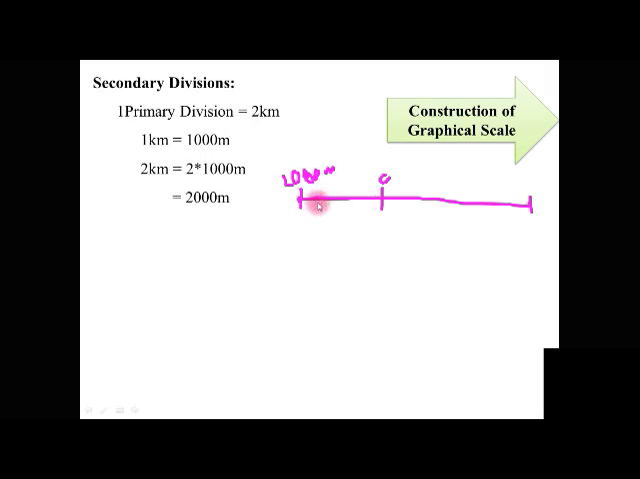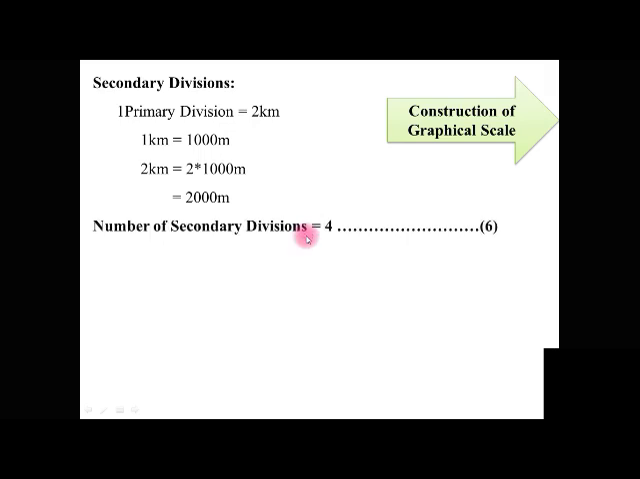So now this primary division having the 2000 meter distance, we have to divide into the secondary divisions, and you have to find out what would be the distance for one secondary division. So for that we have to decide how many secondary divisions there are. Here I have decided that if you divide the 2000 meter primary division into 4 secondary divisions, each division will carry 500 meter, and that is a round figure, it is convenient, and that is why I decided.